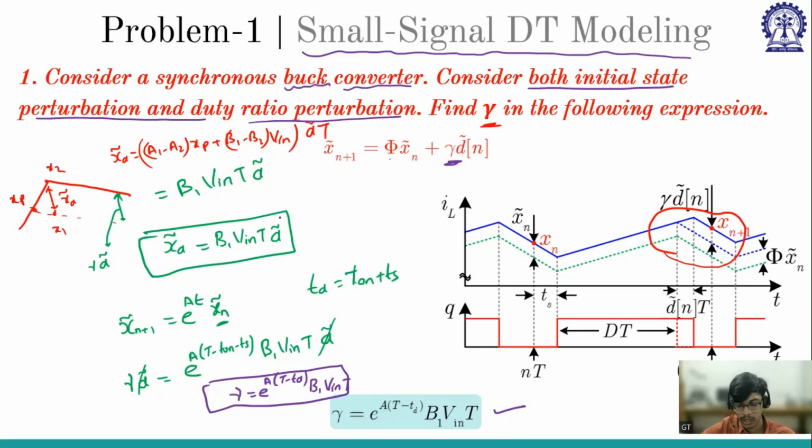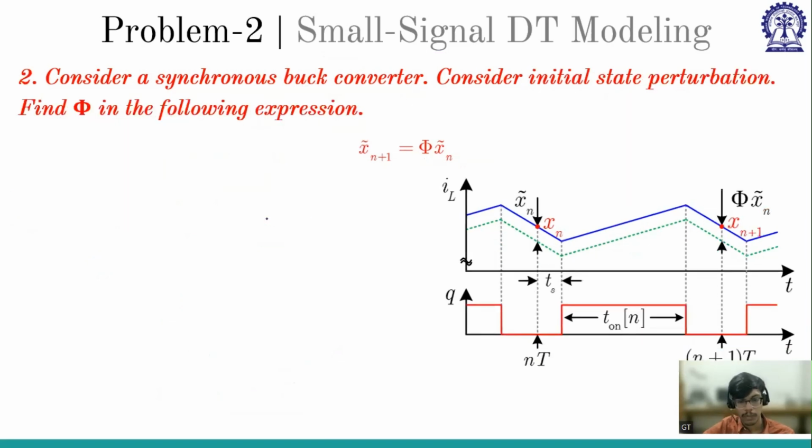Okay, so coming to the other part. This part is very easy. Here only the initial state perturbation is given, and I have mentioned in my lectures that xn plus 1 perturb is e to the power AT into xn perturb, as d perturb is equal to 0. So from xn perturb we go to x1 perturb, then x2 perturb, and then xn plus 1 perturb. So I'll consider three equations.